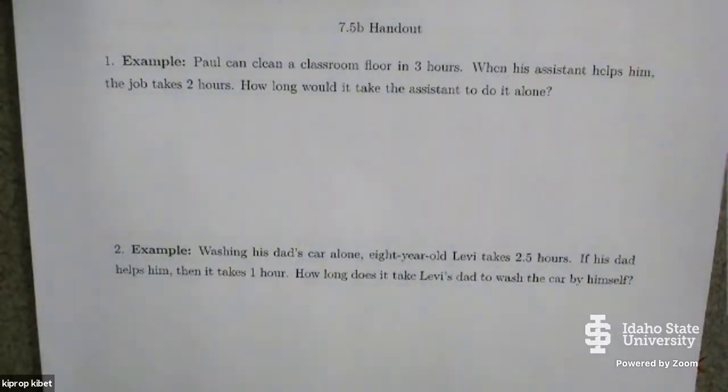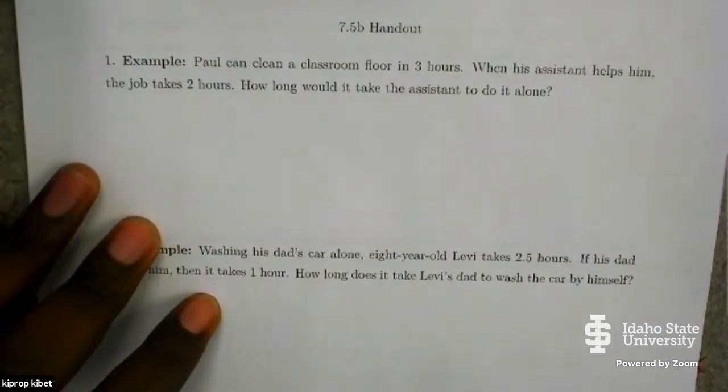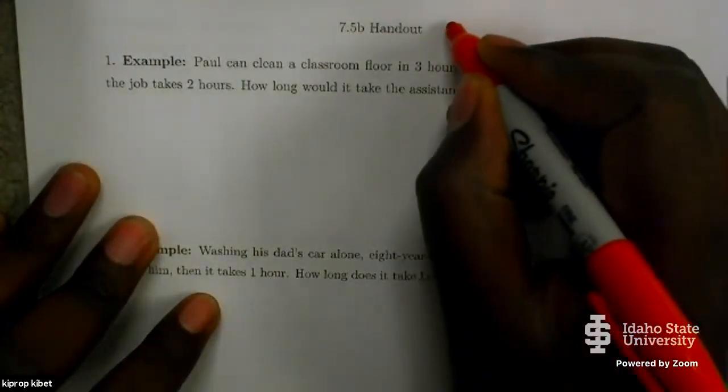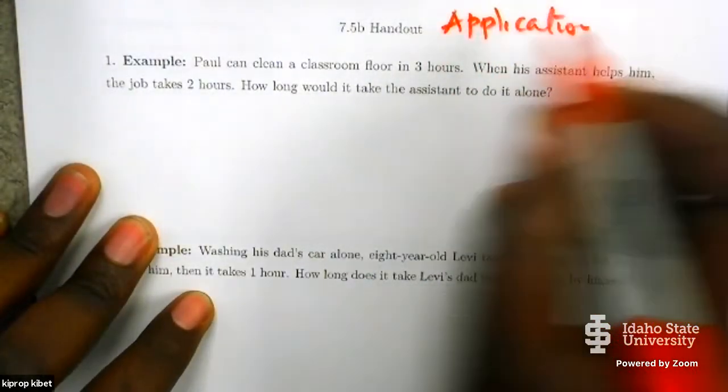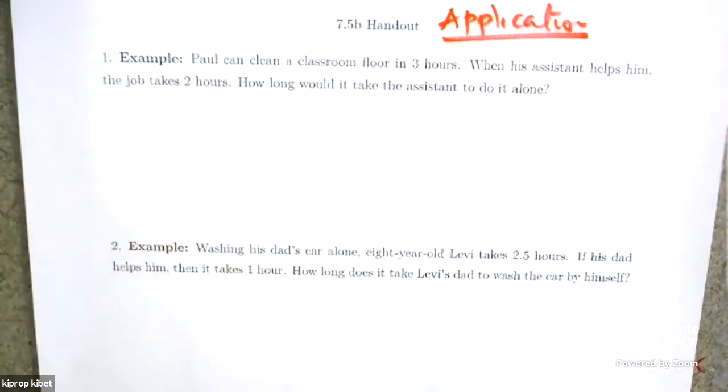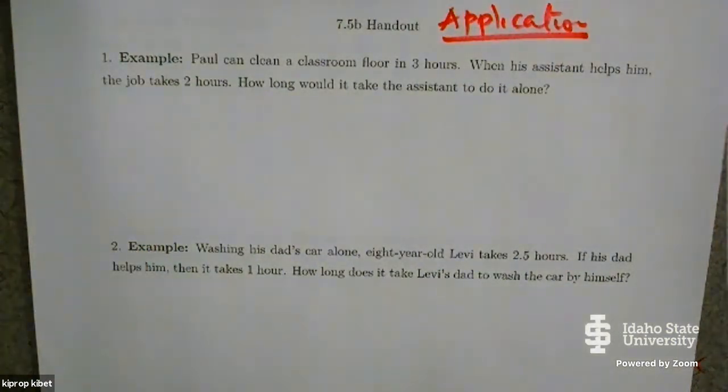Okay, so we can start. So we want to almost finish chapter 7. So we're going to do 7.5b. Also, this is the application. So we're going to look at the application on uniform rates.